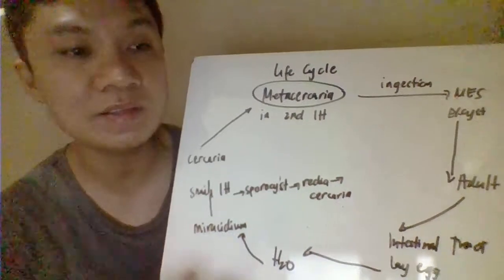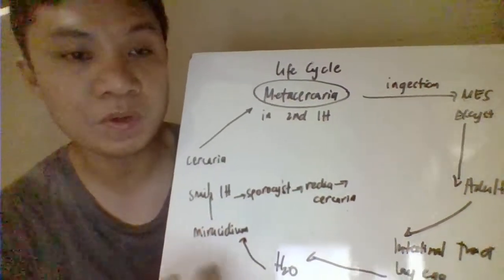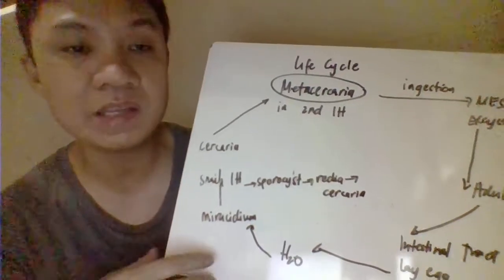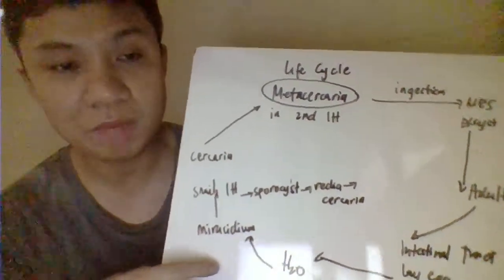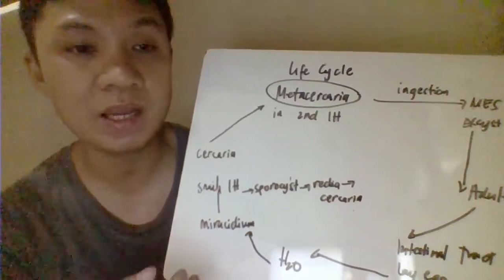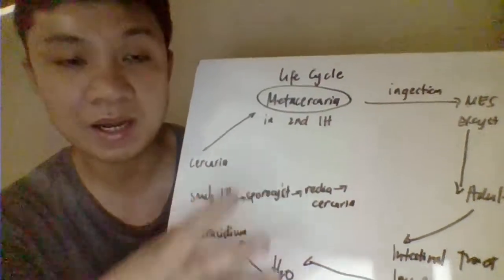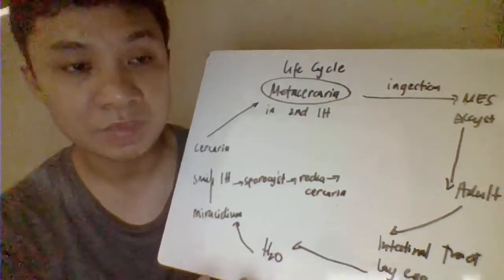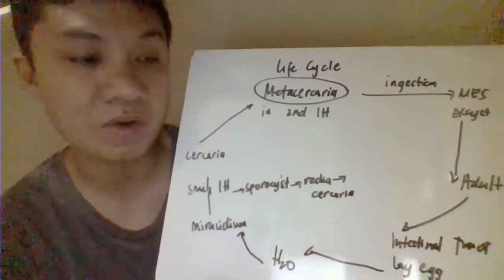However, in some cases of intestinal fluke, for example Heterophyes, it could migrate to other parts of your body. It could go to your heart, it could migrate to your CNS. But for some other intestinal flukes, the infection is limited to the gastrointestinal tract.